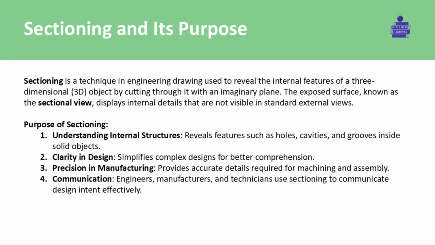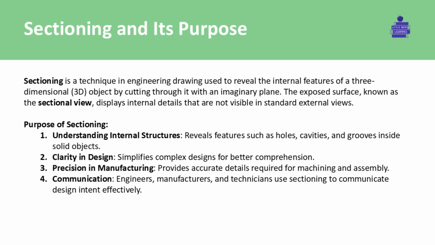In engineering, we use sectioning to create what we call a sectional view by making an imaginary cut through a three-dimensional object. Think of it like cutting through a cake to see all its layers. This technique is absolutely essential in engineering as it helps us understand and communicate the hidden details of complex objects that we otherwise couldn't see from the outside.